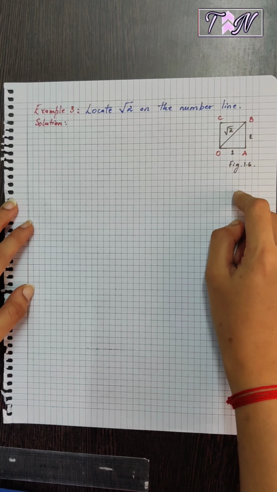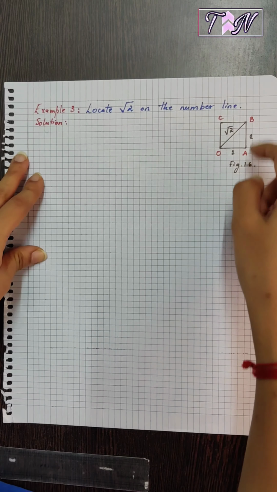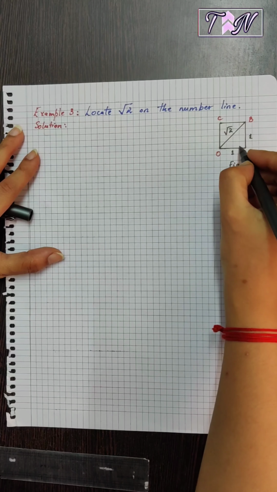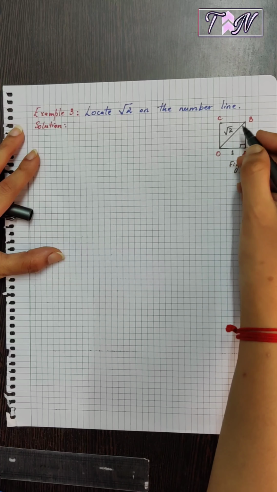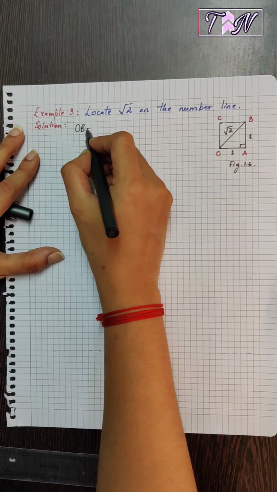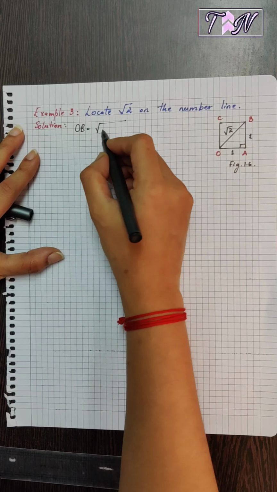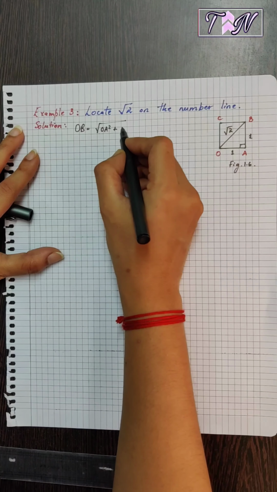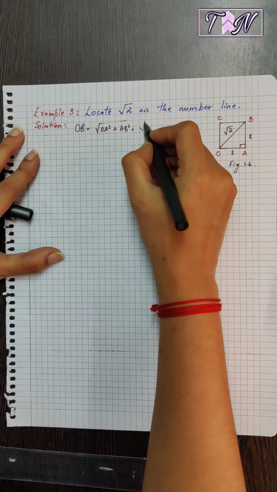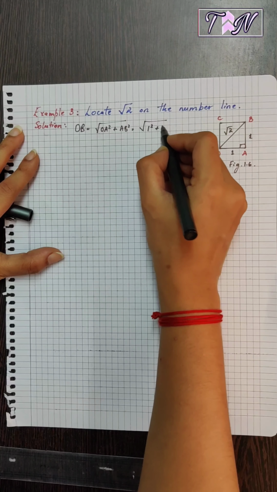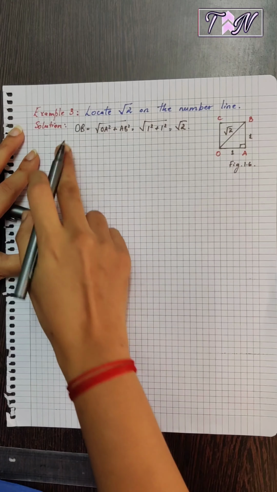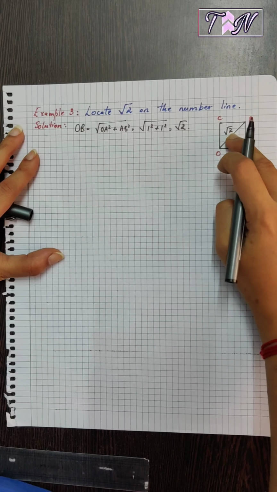to 1 unit. Now by Pythagoras theorem, if we take the triangle OBA, this will be the right angle. So if we apply the Pythagoras theorem, we have OB is equal to root of OA square plus AB square, and that is equal to root of 1 square plus 1 square, and that is equal to root 2. Now we know that OB is equal to root 2.